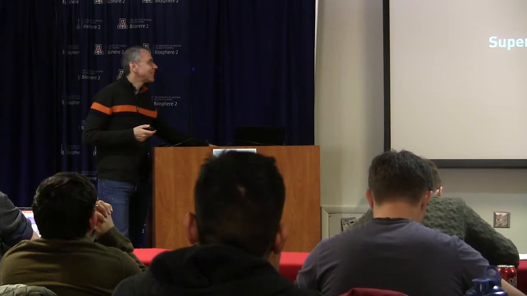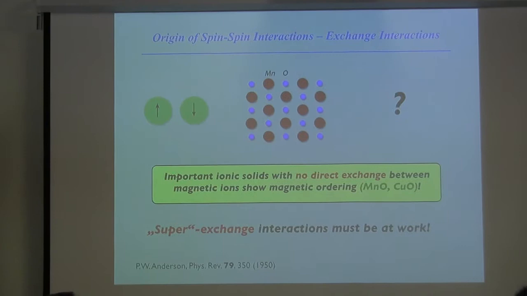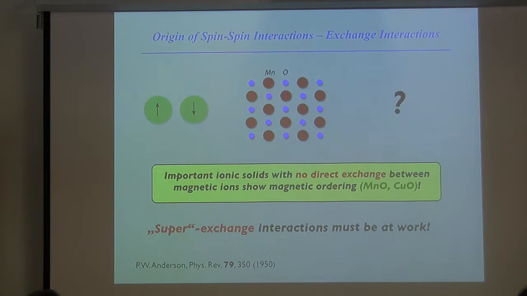This was motivated by an important question in the 50s, where people looked at compounds like manganese oxide and found strong antiferromagnetic ordering of the electrons in such compounds. People were surprised by that, because this antiferromagnetic ordering occurred in a regime where the electron clouds did not overlap. That's weird, because the exchange interactions you typically know, direct exchange, only work when electron clouds overlap.